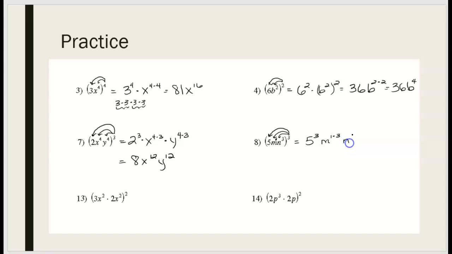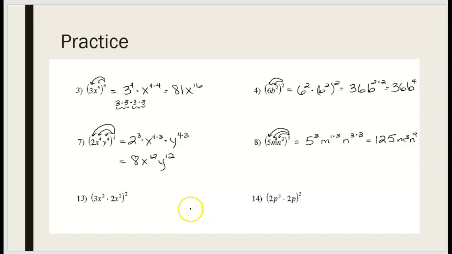Now the n was raised to the 3rd power and then to the 3rd power again, so that becomes 3 times 3. So 5 to the 3rd power, remember that is not 5 times 3, so it is not 15. It is 5 times 5 times 5, which is actually 125. M to the 1 times 3 is m to the 3rd. And n to the 3 times 3 is n to the 9th.